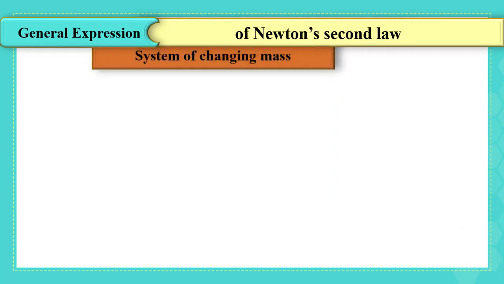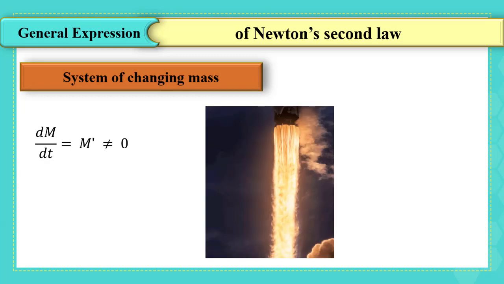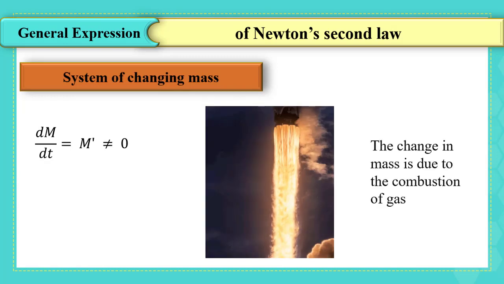Now, what if the system is of changing mass? Then the variation of mass is not 0, like the case of a launching rocket. In this case, the change in mass is due to the combustion of gas. We say that dp vector by dt equals the mass times the variation of the velocity plus v vector times the variation of the mass.